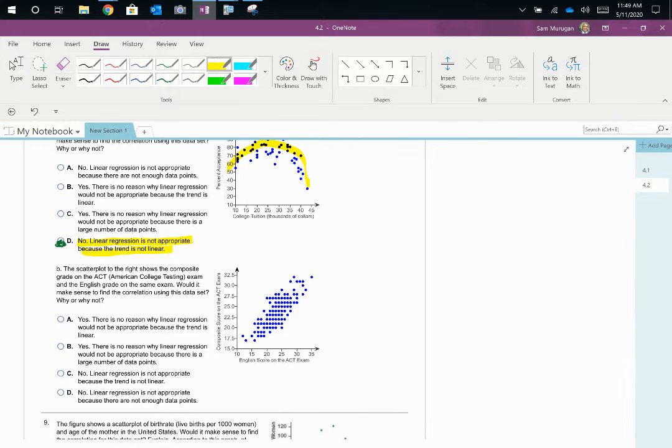In this case, the data is linear. So yes, it would make sense to calculate the correlation coefficient because the data shows a linear trend. Is that the correct answer? Yes, there is no reason why linear regression would not be appropriate because the trend is linear. So clearly linear regression calculation would be appropriate.